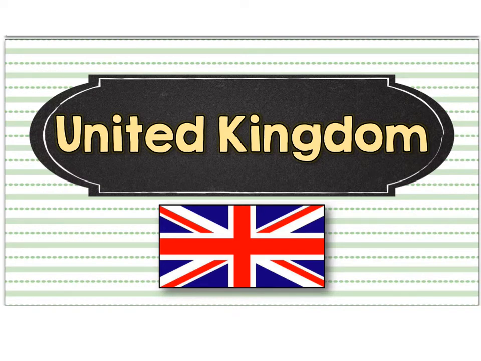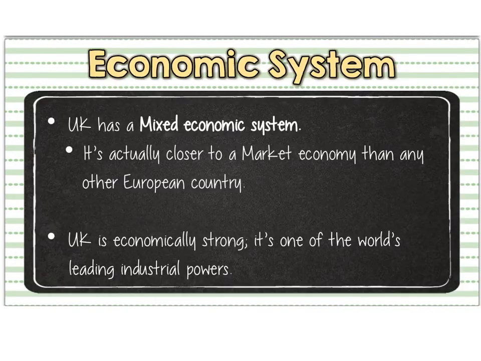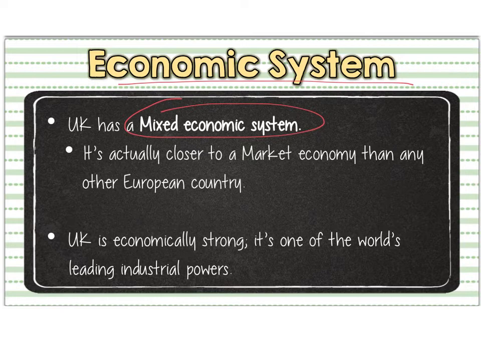Alright, find your section entitled United Kingdom. The United Kingdom has a mixed economic system. Write that under economic systems in your chart. It's actually closer to a market economy than any other European country. UK is economically strong. It's one of the world's leading industrial powers.